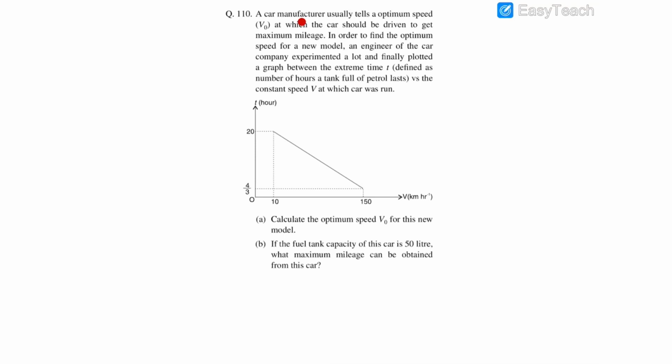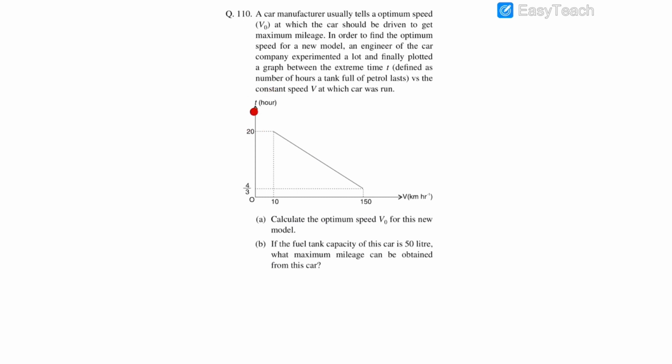Thank you. In this question, you can see that a car manufacturer usually tells an optimum speed V0 at which the car should be driven so as to get the maximum mileage. In order to find out that optimum speed of a car of a new model, an engineer of that car experimented a lot and finally plotted a graph between the time for which a full tank of petrol lasts, versus the constant speed at which the car was running.